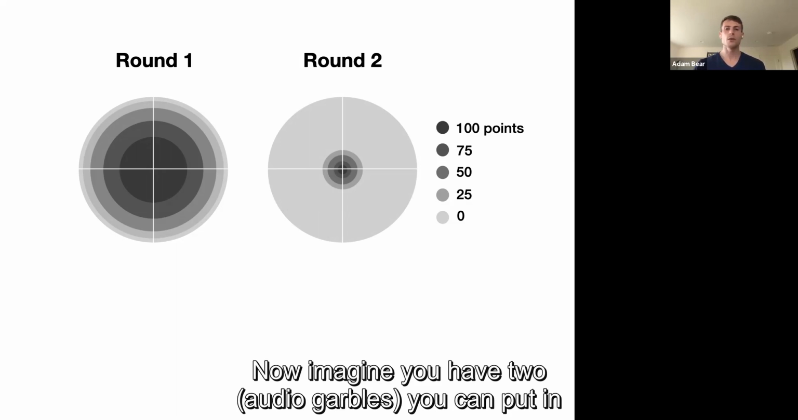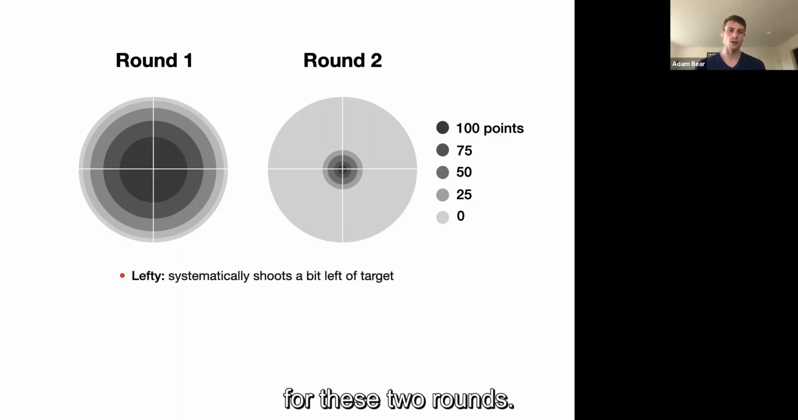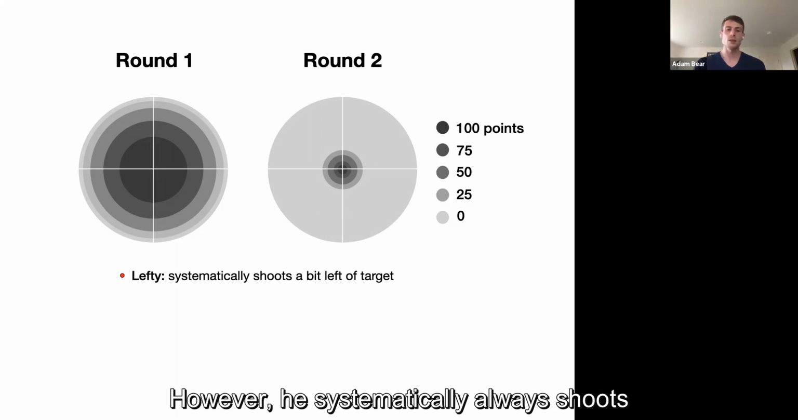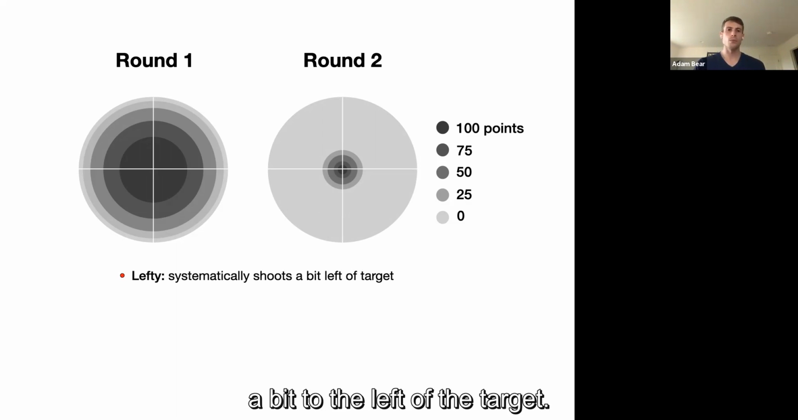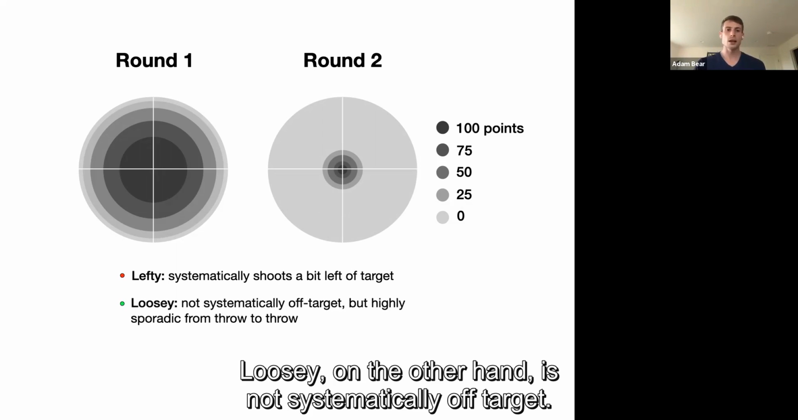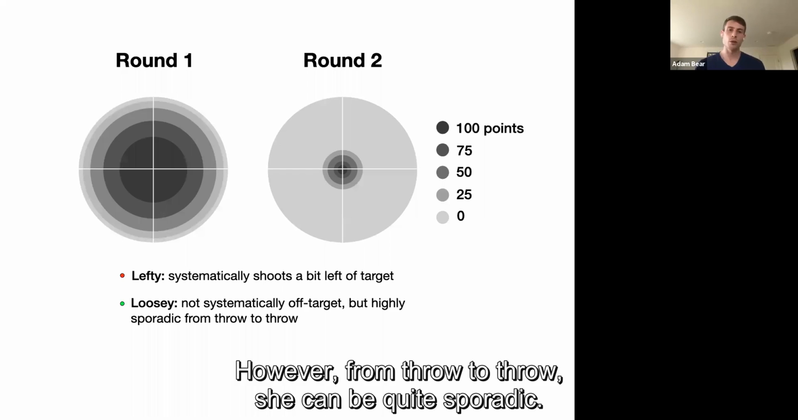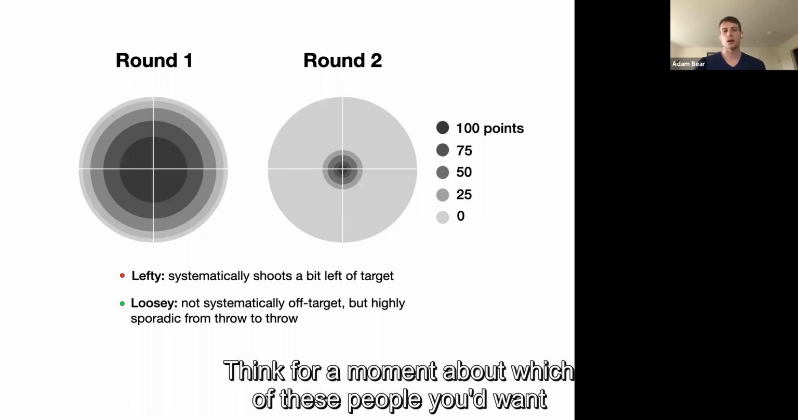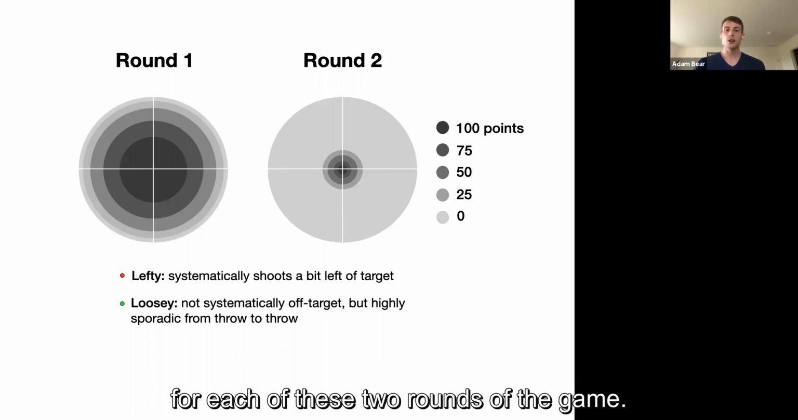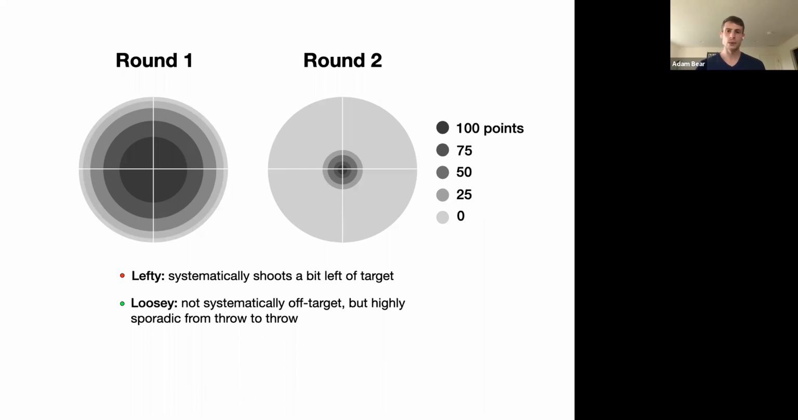Now imagine you have 2 players you can put in for these 2 rounds. The first, who we'll call Lefty, is quite consistent in his shots. However, he systematically always shoots a bit to the left of the target. Lucy, on the other hand, is not systematically off target, so the average of her throws is right on the bullseye. However, from throw to throw, she can be quite sporadic. Think for a moment about which of these people you'd want for each of these 2 rounds of the game.